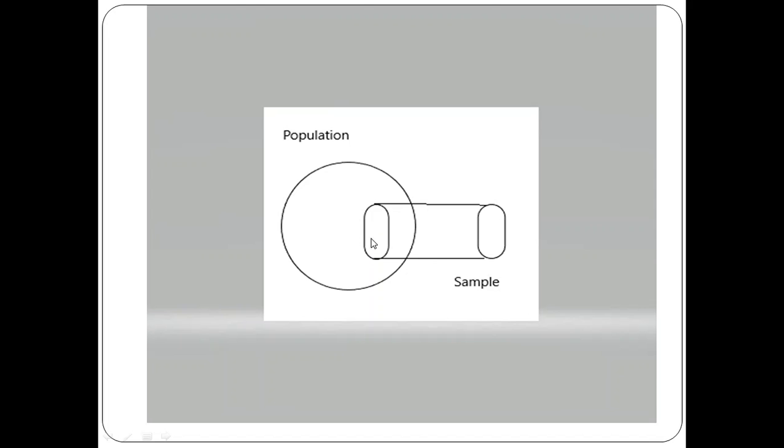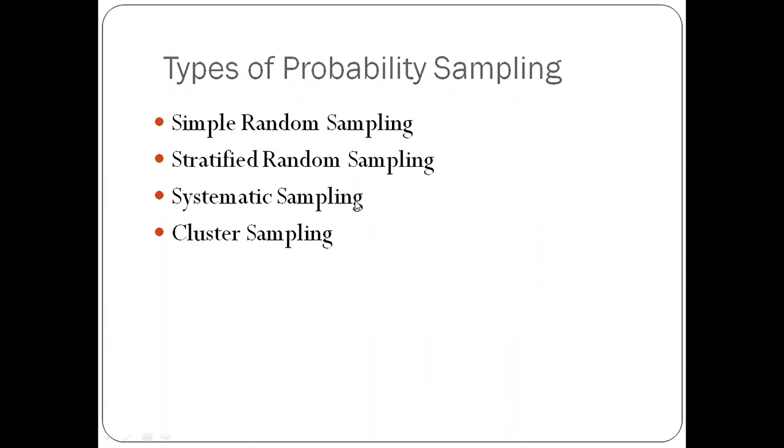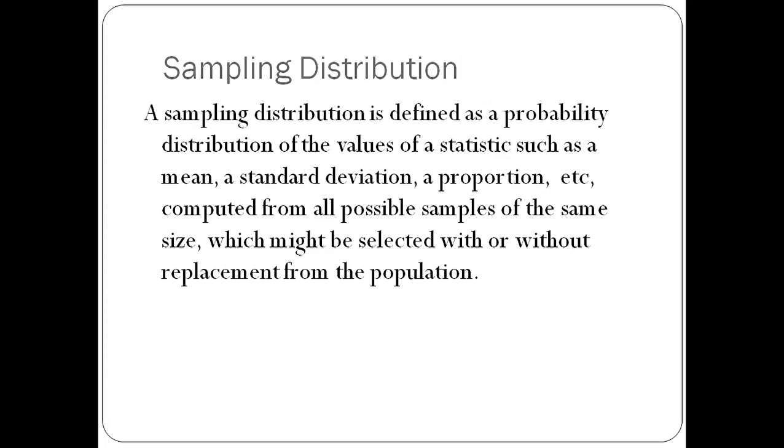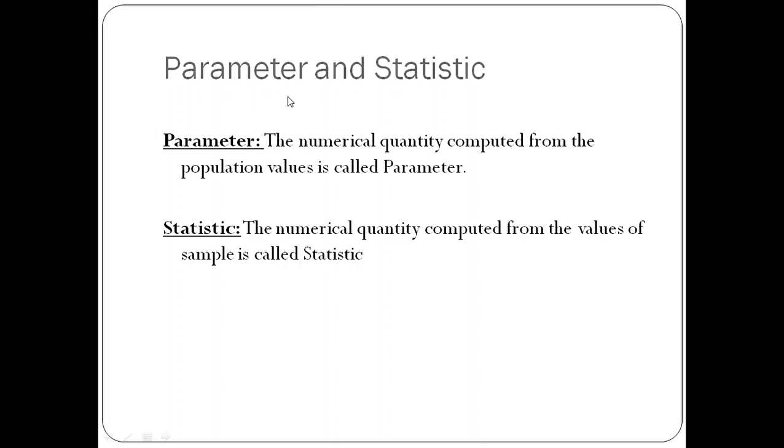And if you just use the information in the sample and you calculate, for example, the mean or variance or standard deviation, it will generally be called a statistic. So this is the main difference between parameter and statistic. What is a statistic? The numerical quantity computed from the values of a sample is called a statistic.